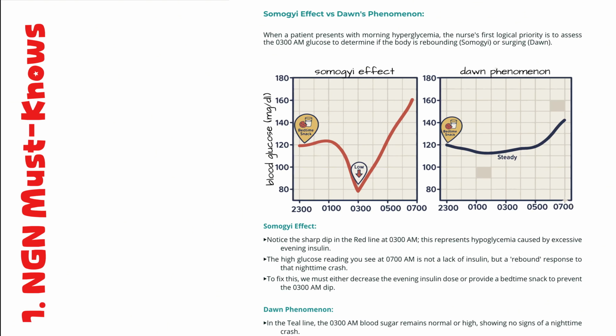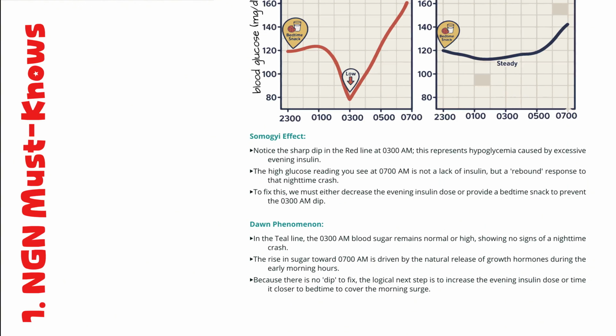That's Somogyi, fixed by reducing the evening insulin or adding a bedtime snack. A normal or elevated 3:00 reading means the morning spike is natural growth hormone release. That's dawn phenomenon, fixed by increasing the evening insulin or timing it closer to bedtime.